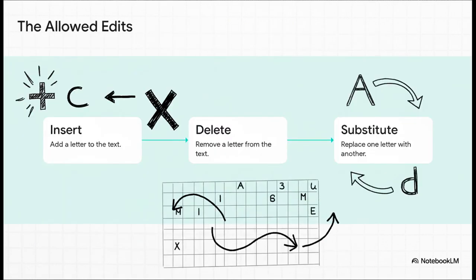Right, so think of it like a game with some really simple rules. You only get 3 moves. That's it. You can either insert a new letter, delete a letter, or substitute one letter for another. And the whole point of the game is to figure out the shortest possible path, the fewest moves, to get from what you typed to what you meant.